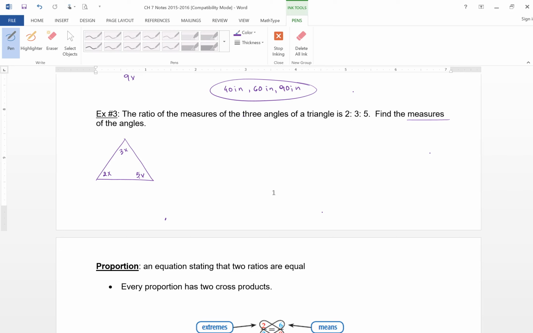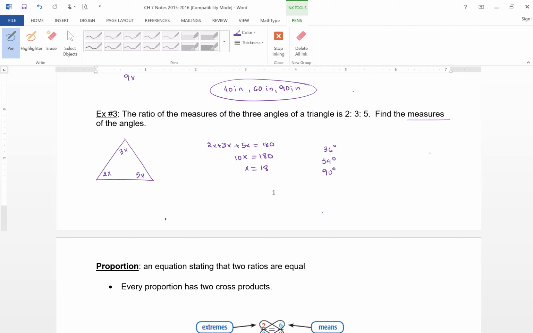Now, what can I add those up to? 180. So it'll be 2x plus 3x, that's 5x, plus another 5x is 180. So 10x is 180. X is equal to 18. That means my angles are 2x, which is 36 degrees, 3x, which is 54 degrees, and 5x, 90 degrees. Hey, it's a right triangle. Okay?